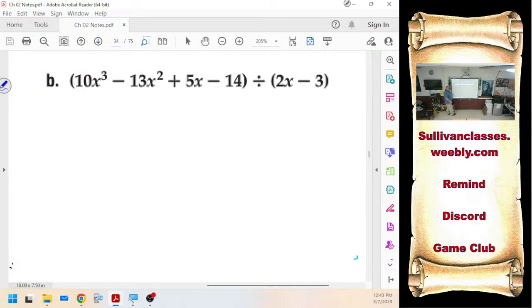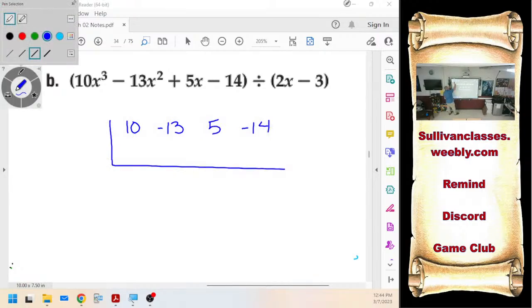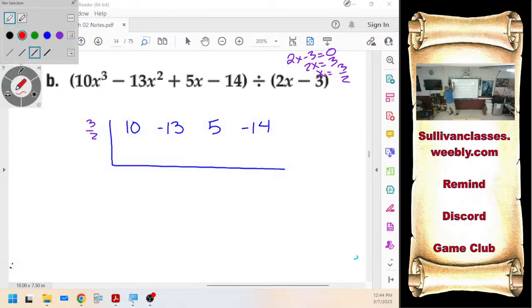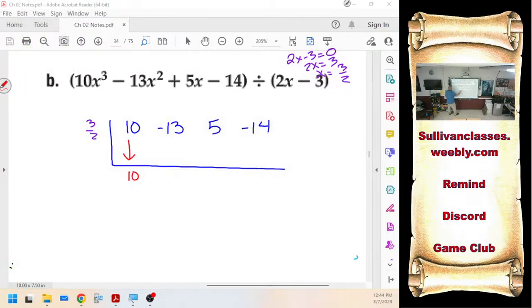Do I need any zeros as placeholders? Write out your coefficients. 10, negative 13, 5, negative 14. Set 2x minus 3 equal to 0, 2x equals 3, x equals 3 halves. Again, drop the first term to get us started, and don't try to do 3 halves, do it in pieces.